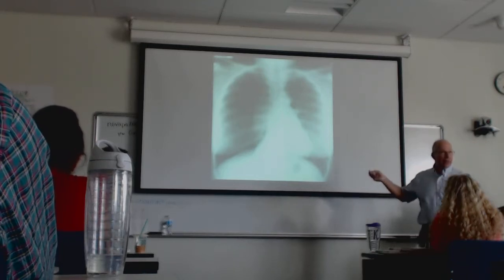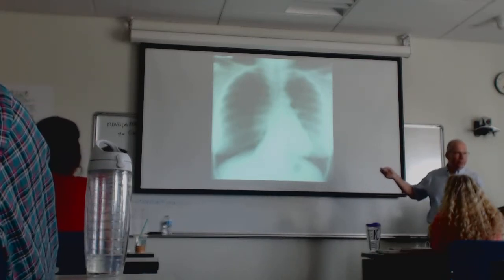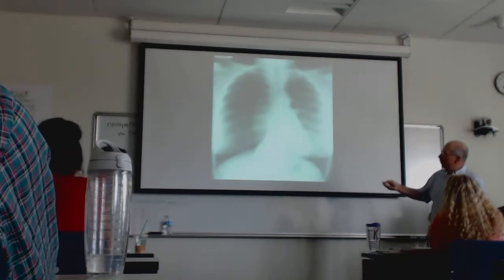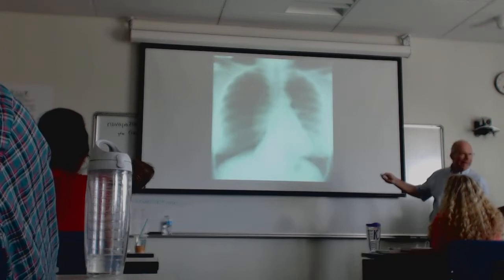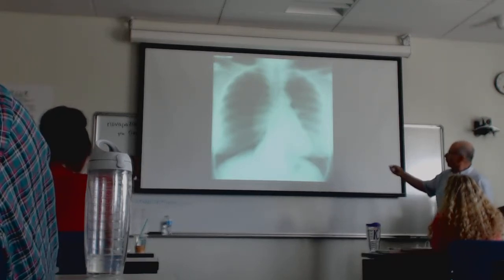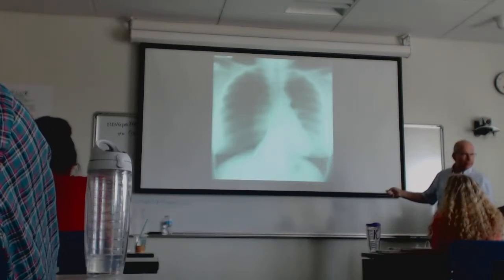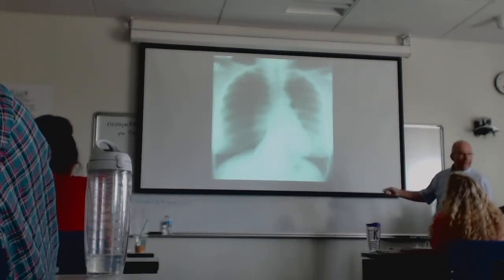If you could see this in real life, you would see that there are no blood vessels here at all. There's nothing. It's just black. On this side, you see vessels, you see little wispy things all the way out to the periphery, all the way out to the pleural space. Here is nothing. It's black.